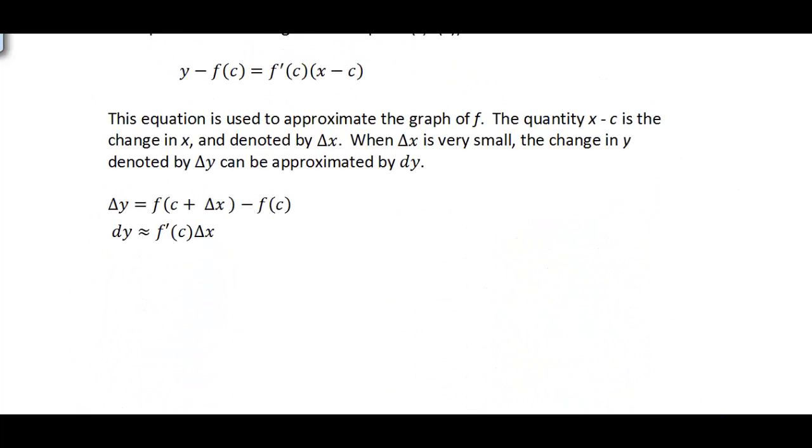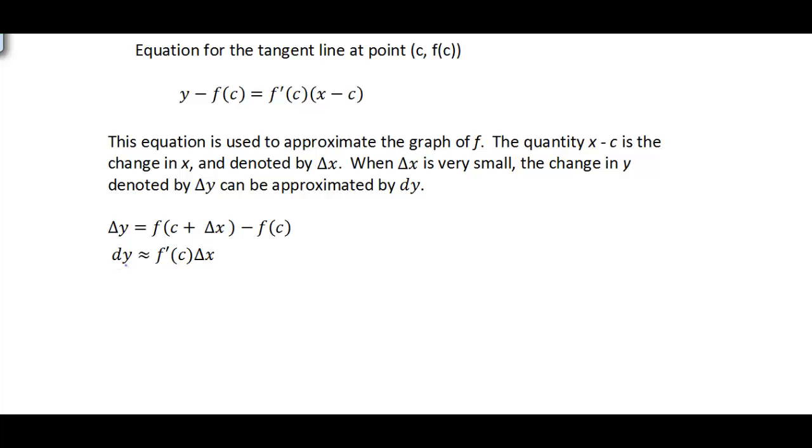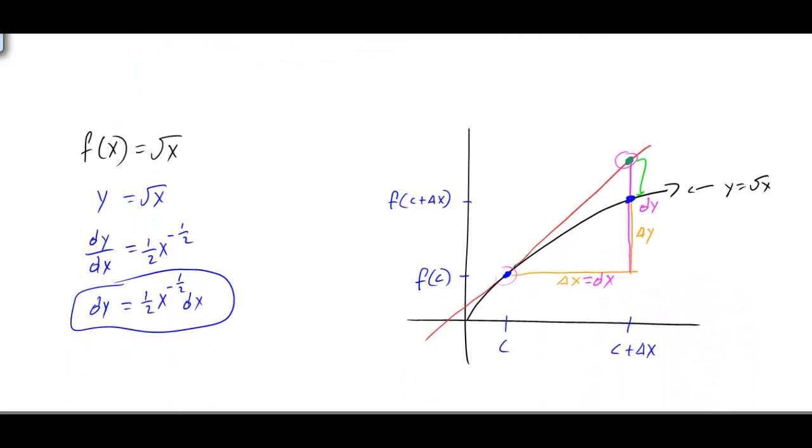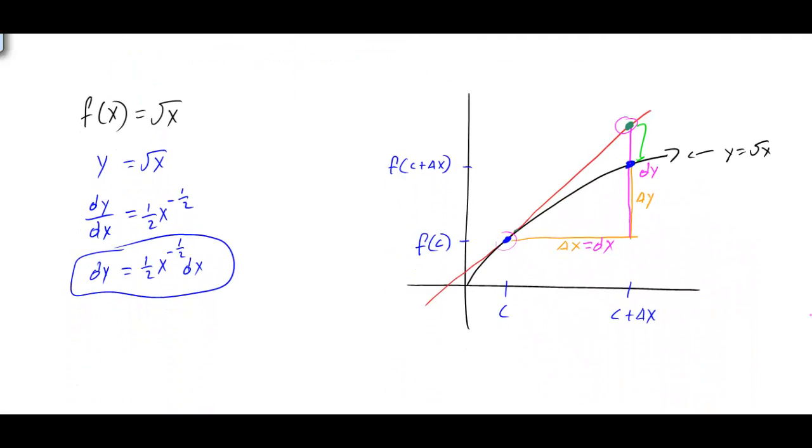And that's why up here in our formula, dy is approximately f prime of c delta x. And remember, this is dy. We could think of this as being approximately f prime of c delta x. Remember, we're saying delta x when we're talking about very small values. That would be the same thing as dx. Okay, so that's all that we're talking about here with your differential.